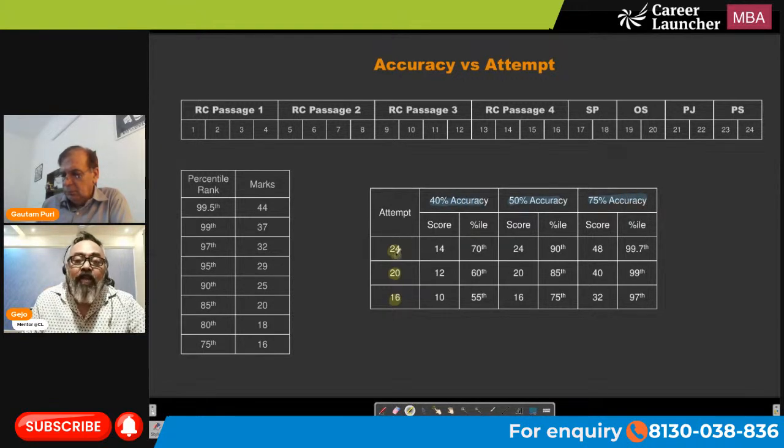For example, if at 24 attempts you got 40% accuracy, this is the score that you will get, and that's the percentile that you'll get. At 50% accuracy, this is the score that you'll get, and that's the percentile. At 75% accuracy, this is the score that you get, and that's the percentile that you get.